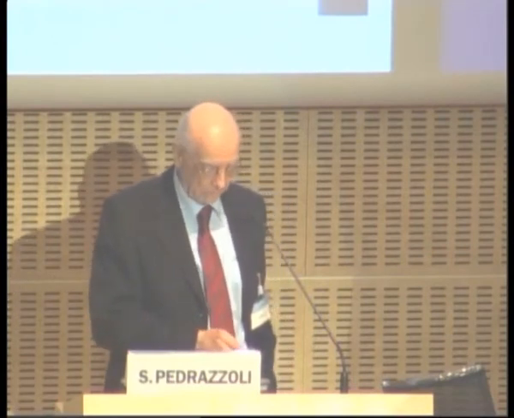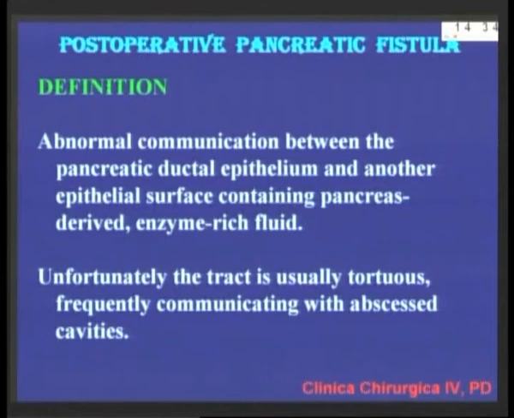Pancreatic fistula is one of the main problems in pancreatic surgery, and one of the main causes of death after pancreatic surgery. What is it? We heard a very long presentation about what it is. It is an abnormal communication between the pancreatic ductal epithelium and another epithelial surface containing pancreas-derived enzyme-rich fluid. Unfortunately, the tract is not a straight tract, but frequently communicates with access cavities.